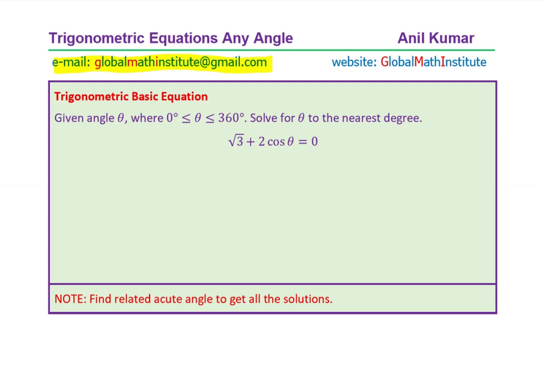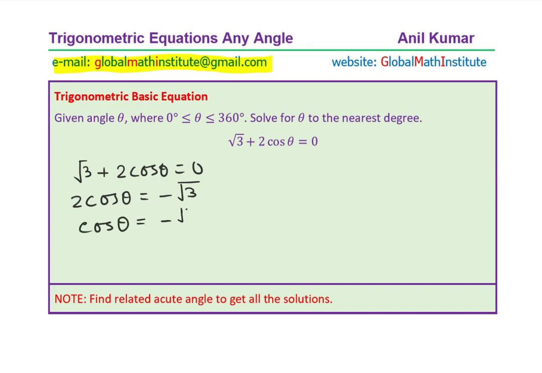So now we have the equation, which is square root of 3 plus 2 cos theta equals 0. Rearrange to isolate cos theta, right? So we get cos theta is equal to minus square root of 3 by 2. Since cos theta is negative, we are looking for the solutions which are in which quadrant? These are in quadrant 2 and 3, right? So these are the two quadrants.